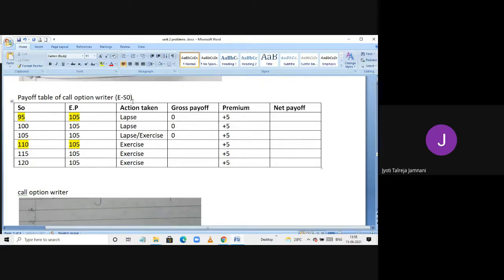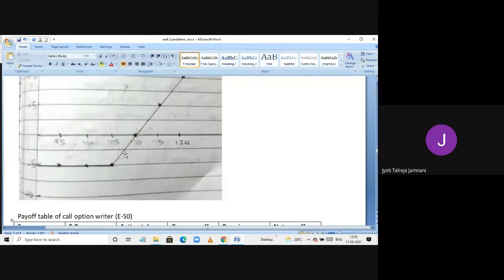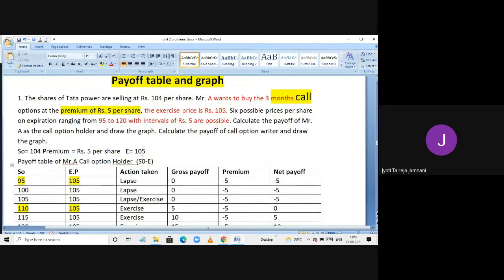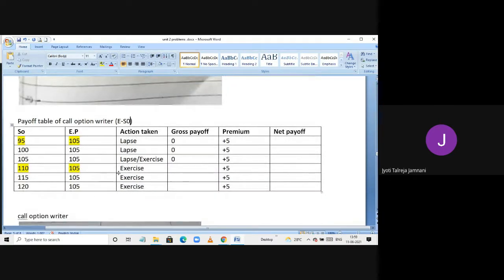Here it becomes E minus S naught because he is a call option writer. He doesn't have the call option, but he has given the call option. That means he is actually becoming a seller. Mr. A has the right to buy. So whenever Mr. A will buy, he will sell. So if he is selling, if Mr. A is gaining, he has to lose. So for Mr. A, the formula I told is S naught minus E, for him it will be the opposite, E minus S naught.